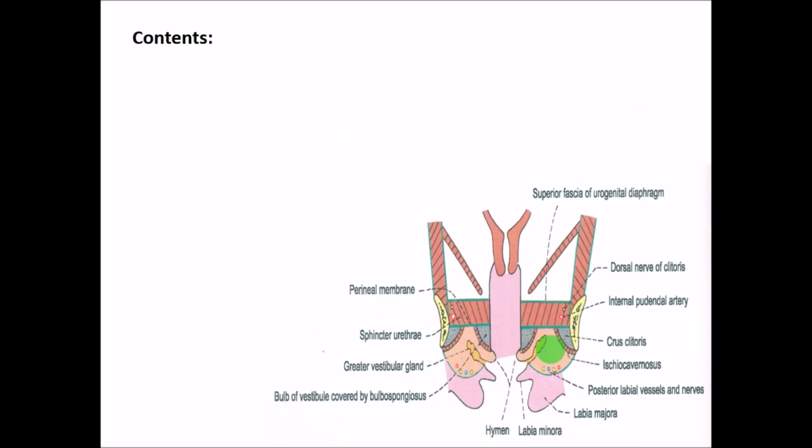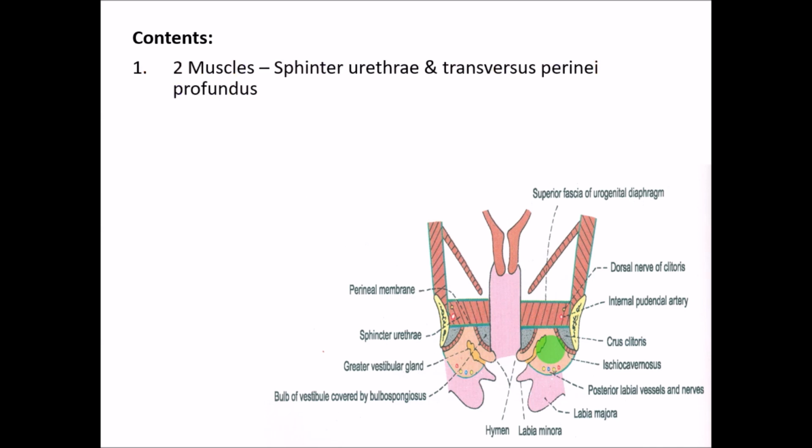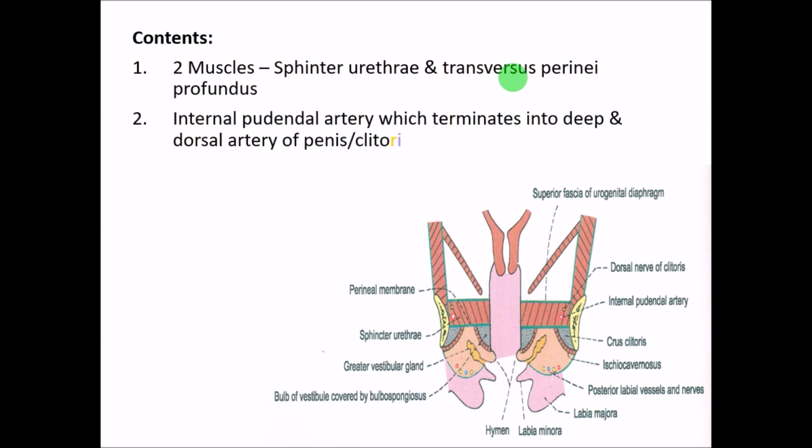Okay, coming to the contents of the deep perineal space or pouch. There are two important muscles here. Okay, in this space, one is called the sphincter urethrae, as you can see here. Then there is also the transverse perineum profundus. We will see that muscle in a short while. Okay, so there are two muscles, sphincter urethrae as well as the transverse perineum profundus.